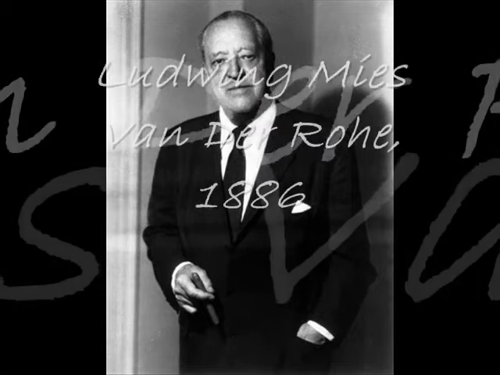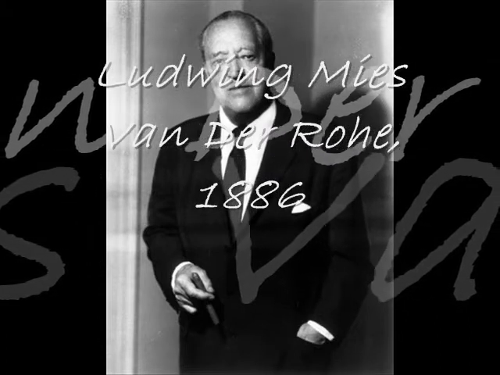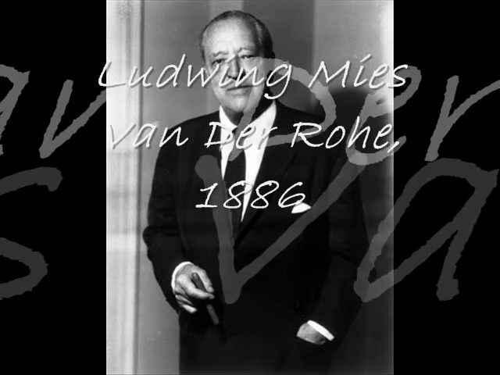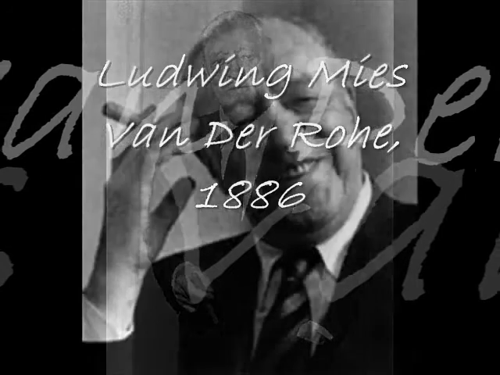Ludwig Mies van der Rohe was a German architect who was born in 1886. In 1900, he began working in the workshop of his father, who was a stonemason. That job influenced him because all the materials that he started to use in his work are the same that he used in the work with his father.